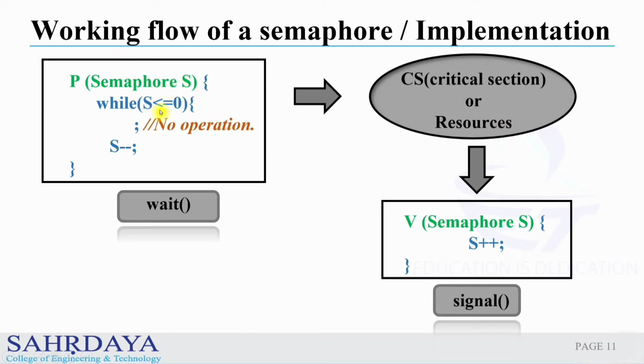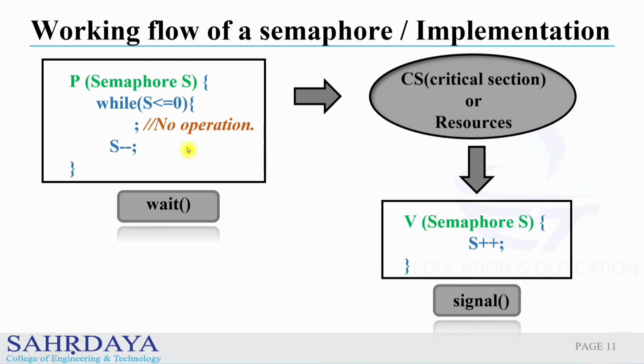So P1 checks the value of S, and 2 is less than or equal to 0. The condition is not satisfied, and the value of S is decremented, and process P1 enters the critical section area and utilizes the resource R1. At the same time, say a process P2 is trying to access the critical section area. Now the value of S is 1, and the condition is not satisfied, and again the value of S gets decremented, so 1 becomes 0, and process P2 also enters the critical section area and utilizes the resource R2.